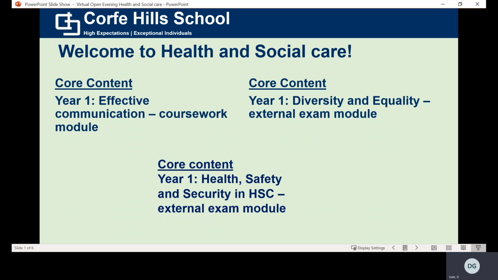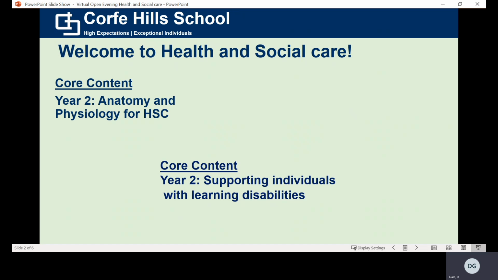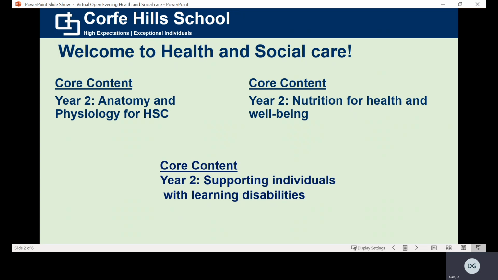That is the end of year 1, so it's quite a lot of work to achieve, but you can actually claim an award after completing these units. Year 2, again, consists of 3 units of study, and here we have the opposite, where we have 2 coursework modules and 1 written exam. The written exam is anatomy and physiology for health and social care, which fits in very well, obviously, with biology.